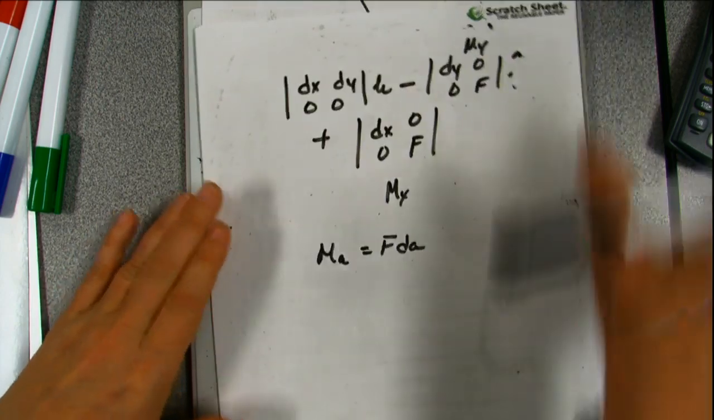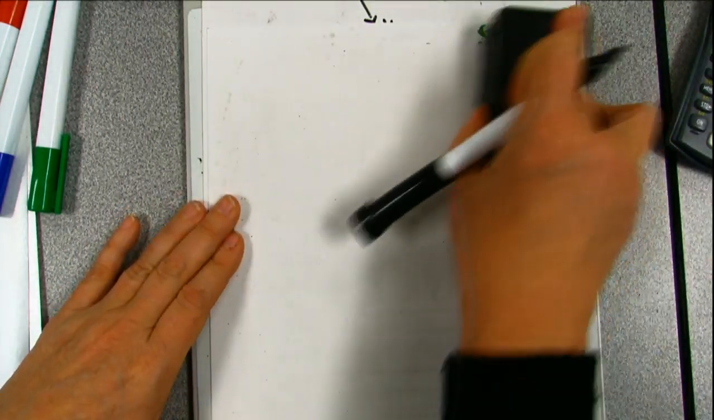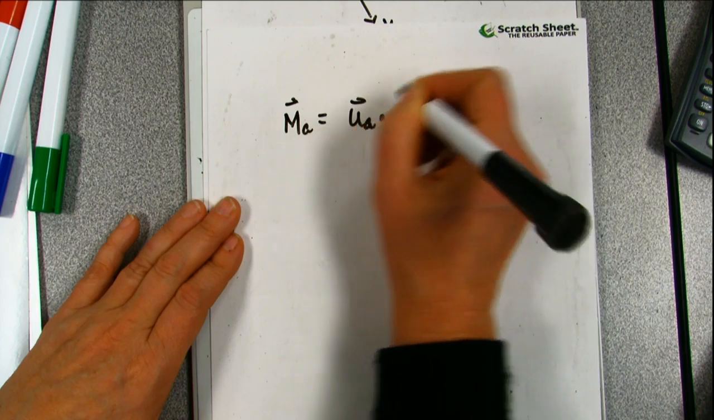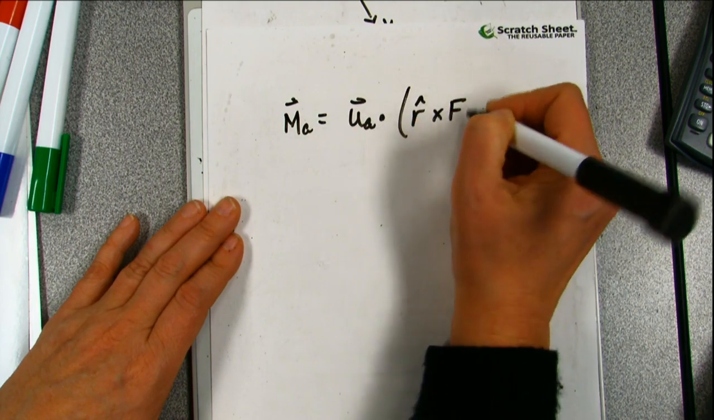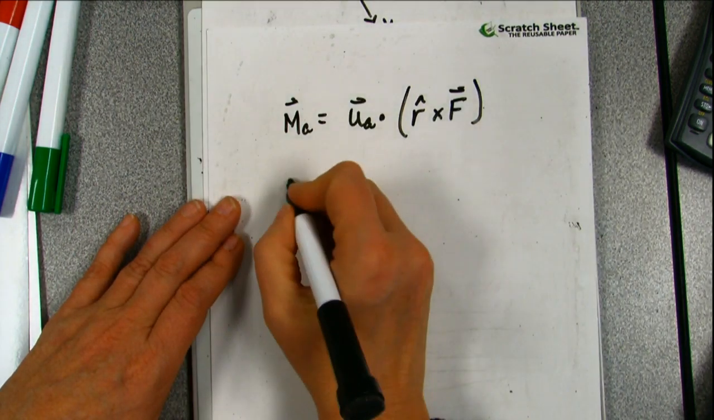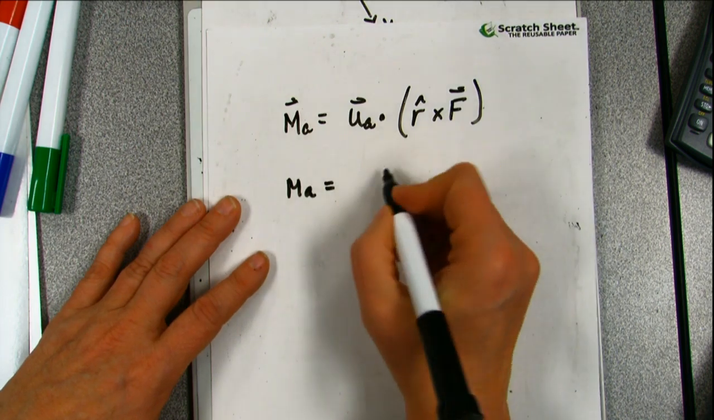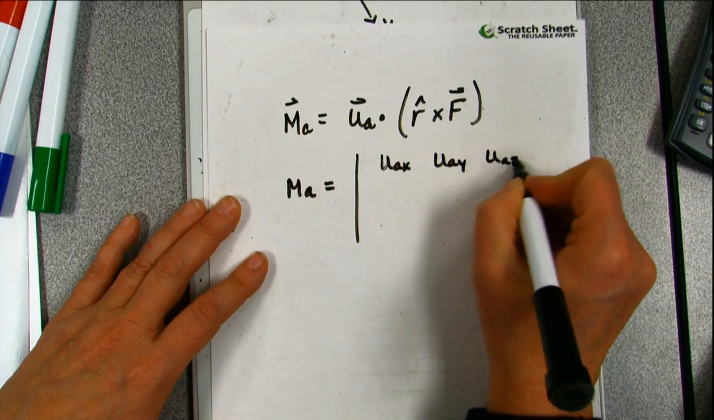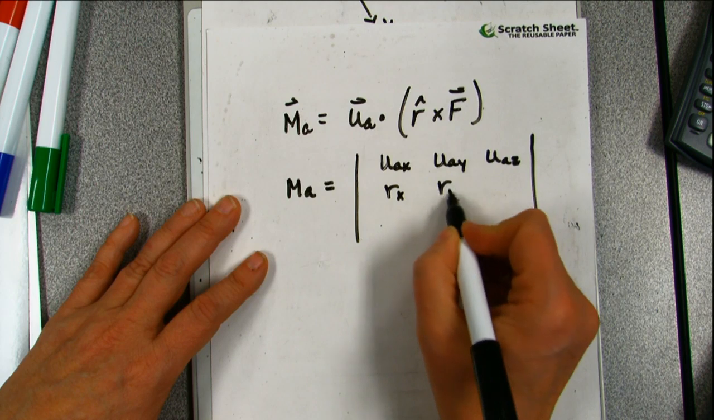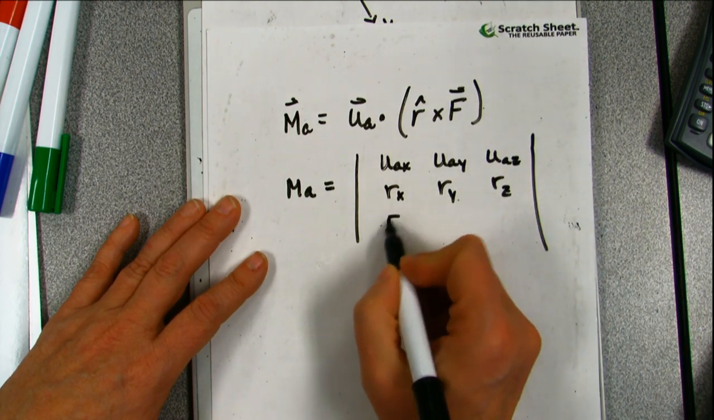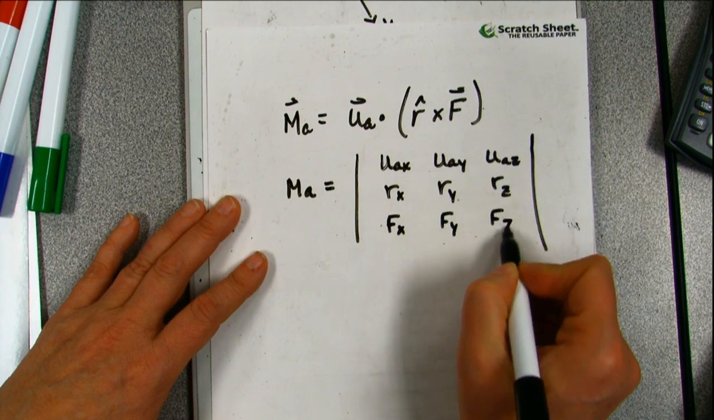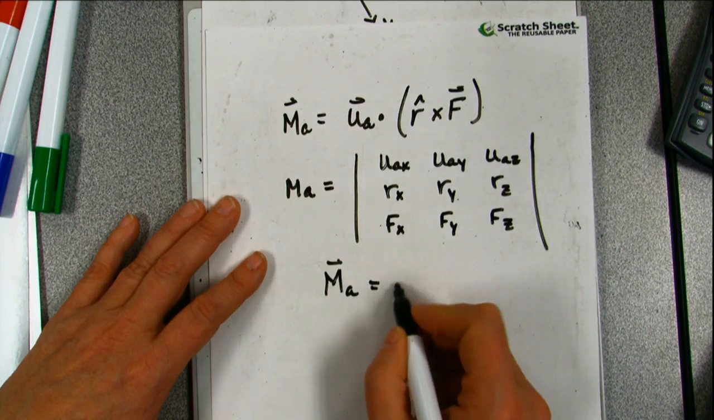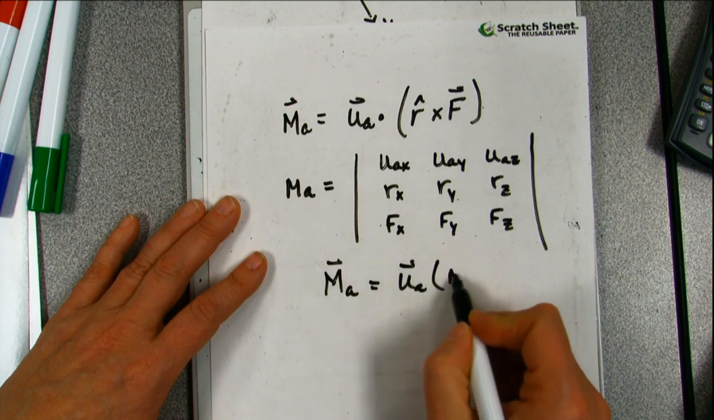I'll double check it, but we can bring in, we get M_A for any unit vector in the A direction, dot r cross F. That gives us M_A is equal to the determinant of the unit vector in the x direction, unit vector in the y direction, unit vector in the z direction, r_x, r_y, r_z, F_x, F_y, F_z, which gives us a moment about whatever our A axis is, our unit vector in the A axis times the moment of A.